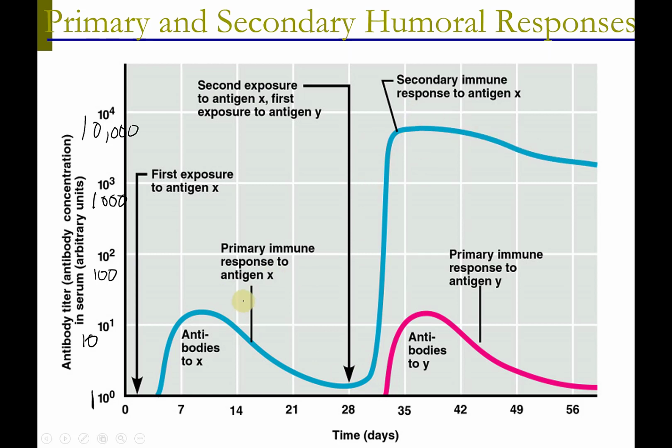So again, this is the primary humoral response the first time you're exposed, and the secondary humoral response the second time you're exposed. Now this is supposed to show if you were exposed to something else, like the COVID-19 virus, you're still going to have the same kind of slope for a primary humoral response, because it's the first time you're exposed to that virus.